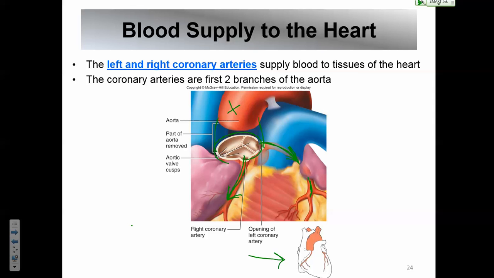So on this bottom picture, here's the right coronary artery. There's the left one. It's coming up underneath the pulmonary trunk. So one supplies the right side, one supplies the left side. But those arteries in turn branch into smaller ones, and ultimately you've got this whole capillary network that you won't see a picture of. But that's where all the gas exchange and nutrient exchange takes place with the heart muscle cells and the blood. Okay?